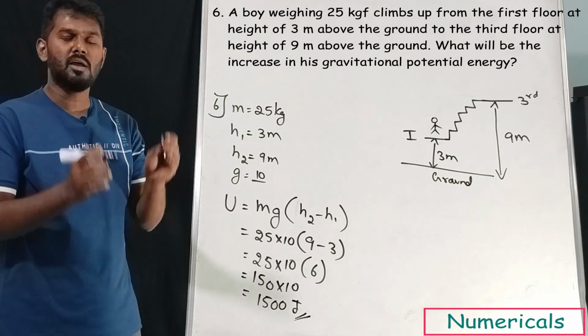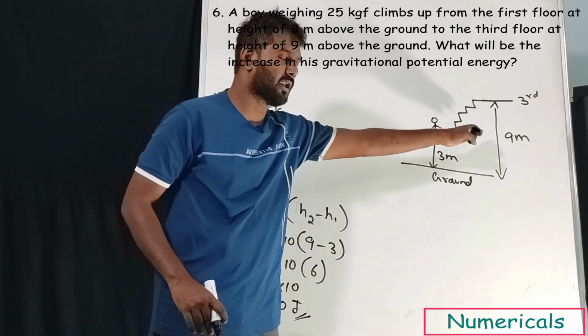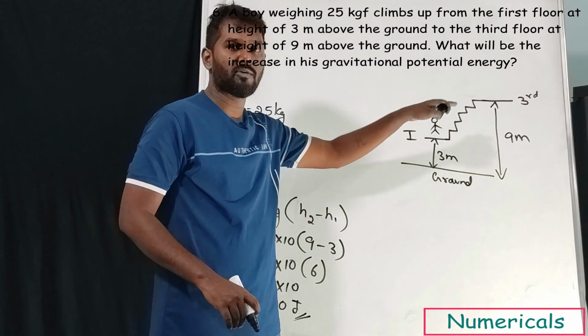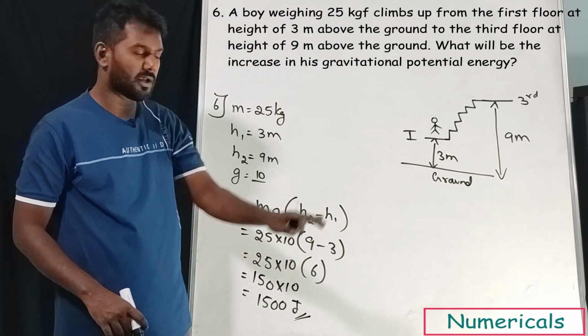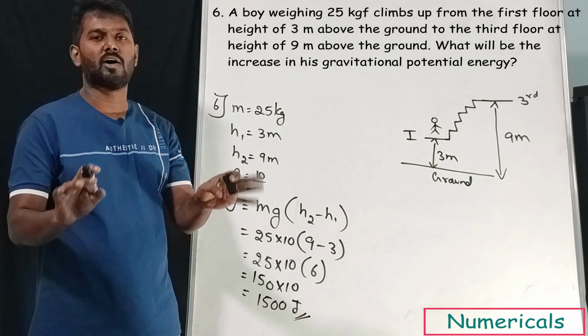This is the increase in potential energy. First we will calculate this one, then this one. If we find the difference, then you also will get the same answer. Instead of doing all the calculations, we can use the simplified formula.